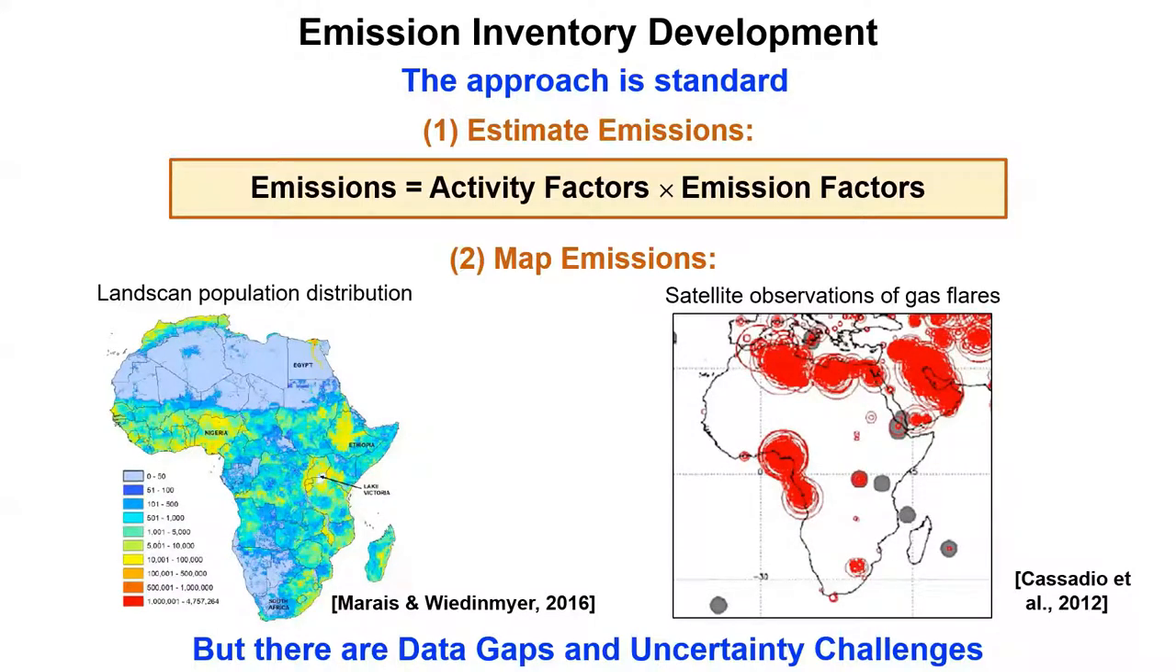We can also use information that's freely available from satellite observations, like the spatial distribution of gas flares that I've shown on the right. And we might be interested in this if we want to map the emissions from the source, which is quite predominant in the Niger Delta and along the Sahara Desert, pretty much anywhere where we have oil and gas extraction that's relatively unregulated in African countries. Next slide.